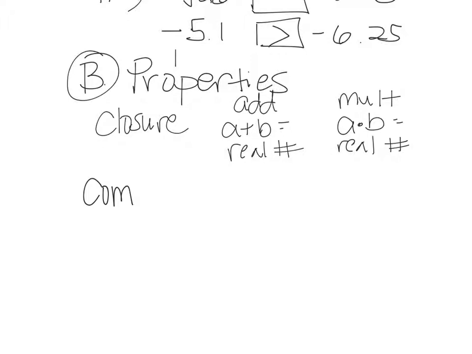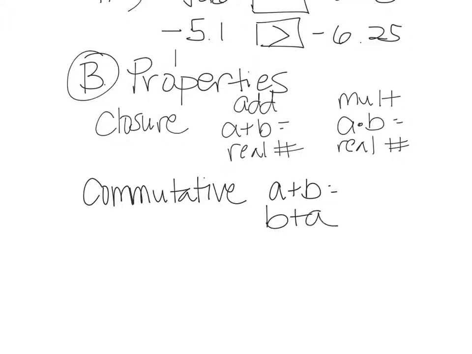Associative, yeah. So commutative and associative properties, those are the two that people kind of mix up. So let me show you a good way to remember commutative. For addition, commutative says that A plus B is equal to B plus A. Doesn't matter what order you add things.